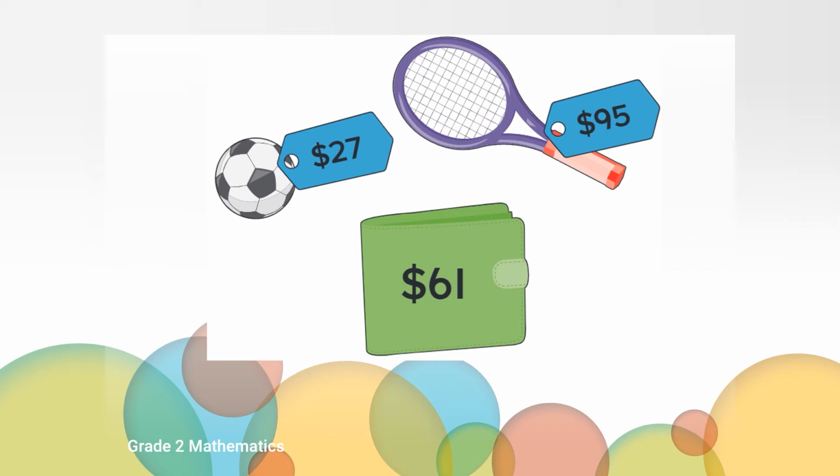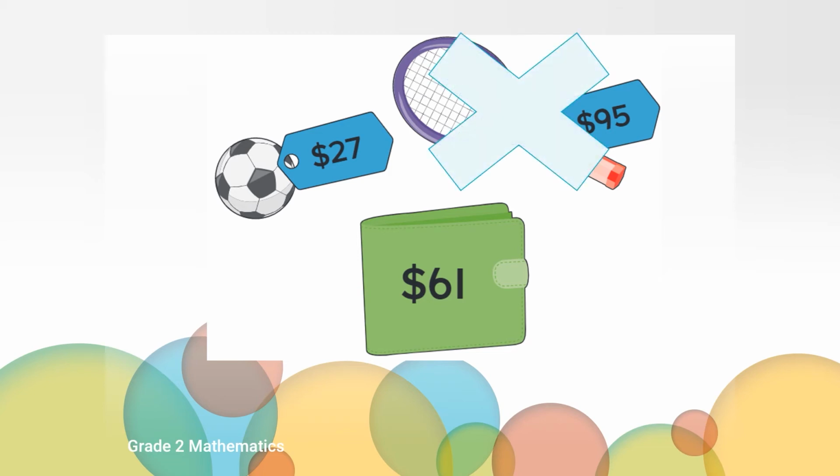A wallet has $61 in it. Which item can we buy with the amount of money in the wallet? The soccer ball, because $27 is less than the $61 in the wallet. We cannot afford the tennis racket, because $95 is more than $61. What equation can we write to represent the money that would be left if you bought the soccer ball? That's it, 61 minus 27.